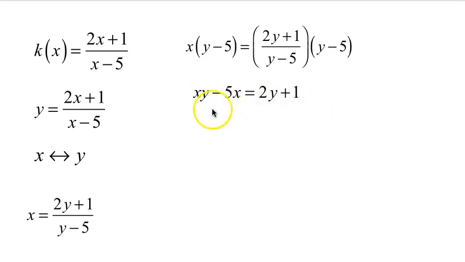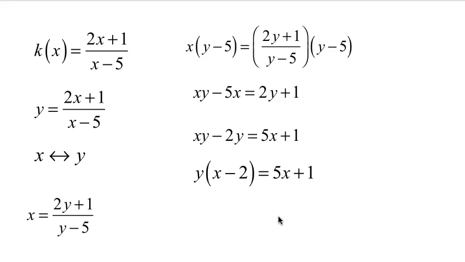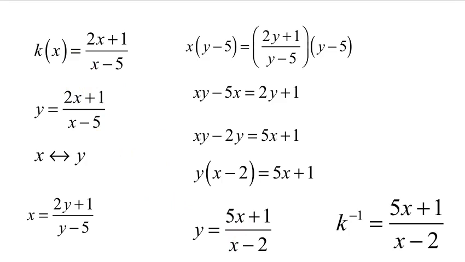If I subtract 2y from both sides, I'll get xy minus 2y on the left side. If I add 5x to both sides, I'll get 5x plus 1 on the right side. Now I want to solve for y, so factor out the y. If I factor out the y here, I get y times x minus 2 equals 5x plus 1. And then to solve for y, I will divide both sides by x minus 2. So we get y equals 5x plus 1 over x minus 2. And that is my formula for k inverse of x. So k inverse of x will be 5x plus 1 over x minus 2.